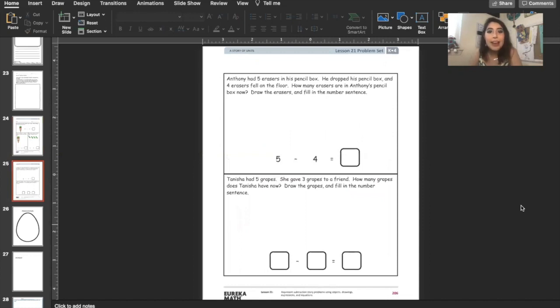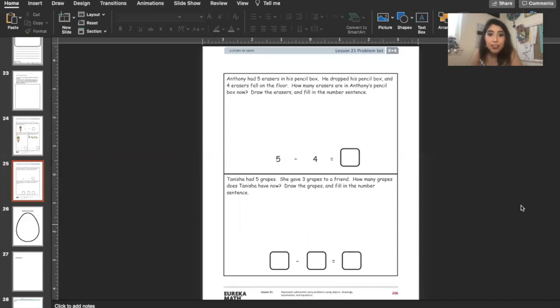Next, Anthony had 5 erasers in his pencil box. So you need to draw those erasers. 5 rectangles. He dropped his pencil box and 4 erasers fell on the floor. So what should you do to those 4 erasers? Cross them out. How many erasers are in Anthony's pencil box now? Right, complete the number sentence.